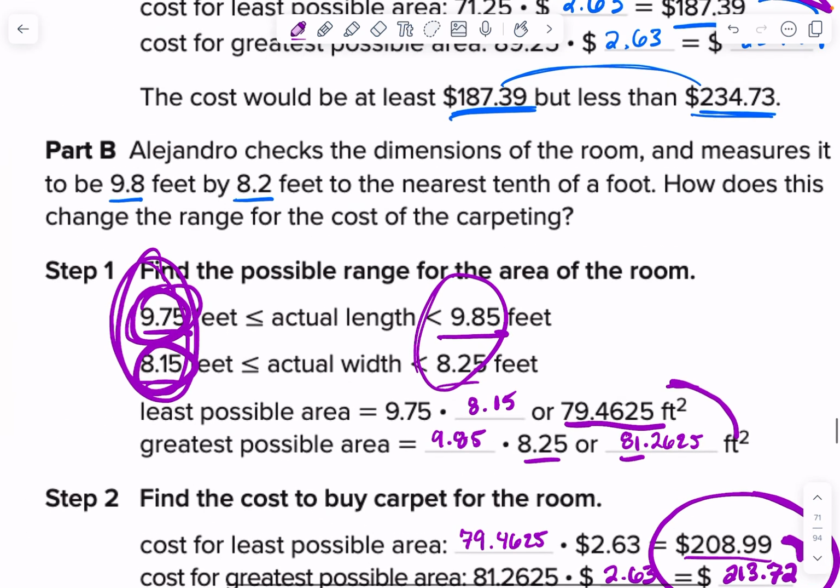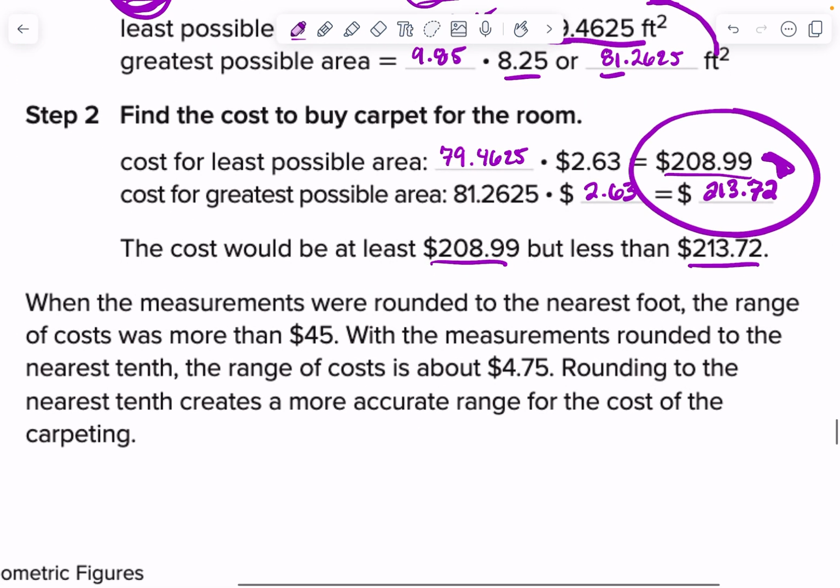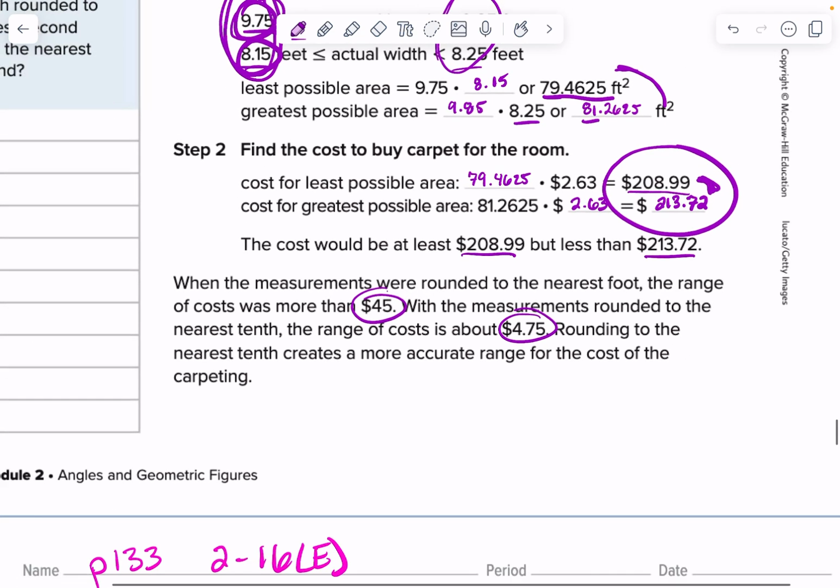So look at the difference just rounding to one more decimal place on my feet results in, okay? So I know at the least it costs this much, at the most it costs that much. When the measurements were rounded to the nearest foot, the range was more than $45, versus now the range is within $5. I can know how much my carpet is going to cost, okay?